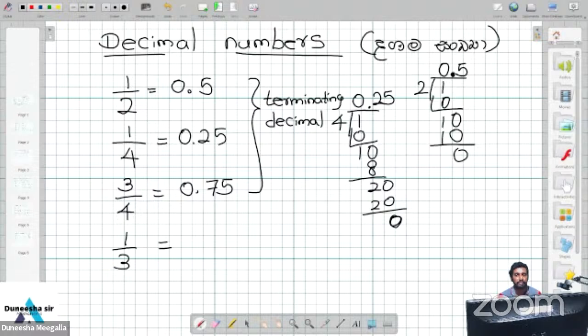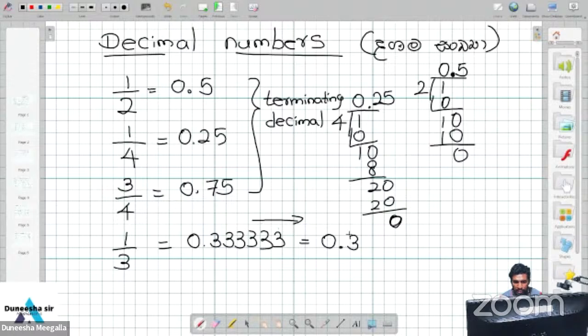1 over 3. 0.33. Yes, 0.33333. Is it recurring? Then it's going through to infinity. Decimal. Yes. So what is the recurring number? What is the value? The repeating element is what? 3.